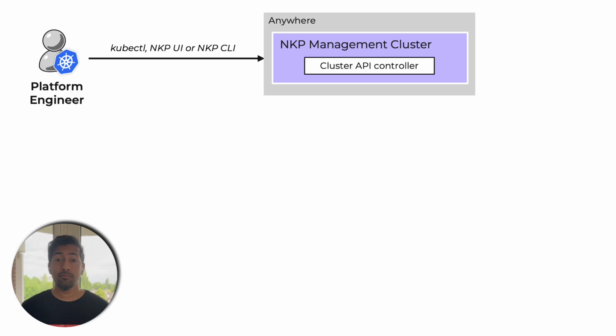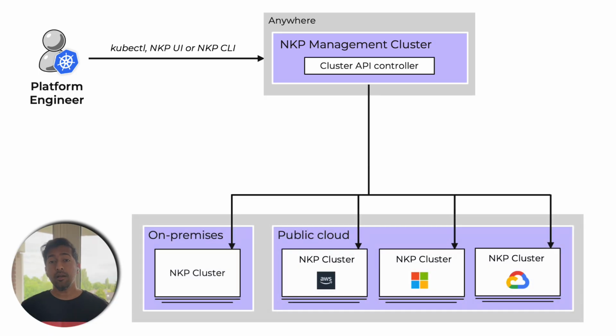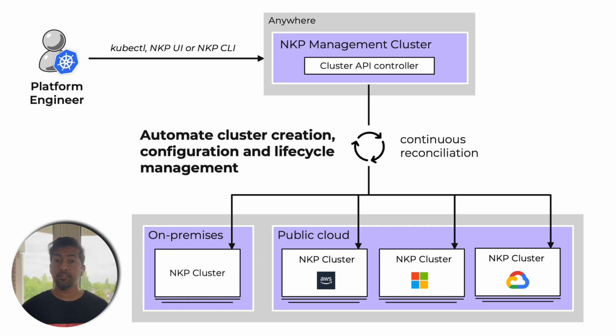Cluster API, or CAPI, is a Kubernetes subproject that allows you to declaratively manage the full lifecycle of clusters using Kubernetes-style APIs. Here, you can see that CAPI is already installed in the NKP management cluster, and platform teams can interact with it in multiple ways, through the NKP console, the CLI, or standard kubectl commands. CAPI enables NKP to provision and manage Kubernetes clusters running anywhere, on Nutanix, VMware, bare metal, or across public clouds like AWS and Azure. And it doesn't just stop at creating clusters. It automates the full lifecycle, including the configuration, scaling, and upgrades, all through consistent declarative infrastructure as code.